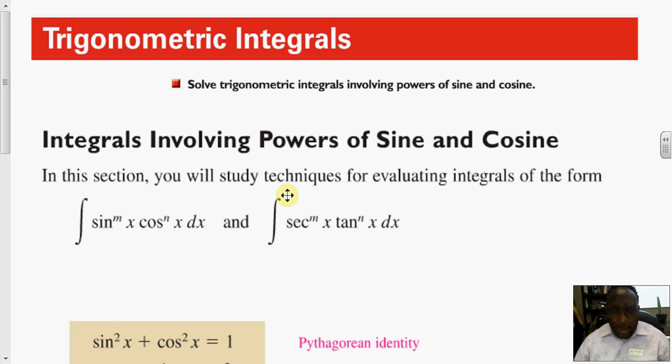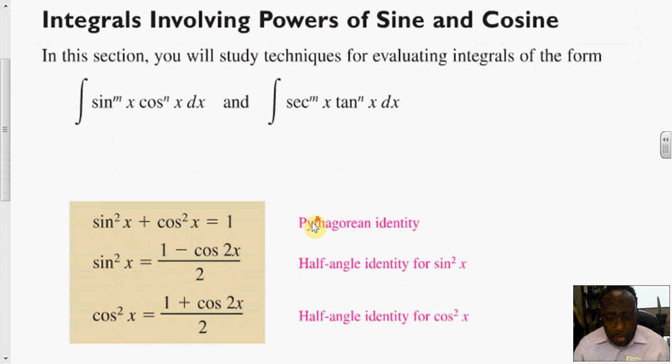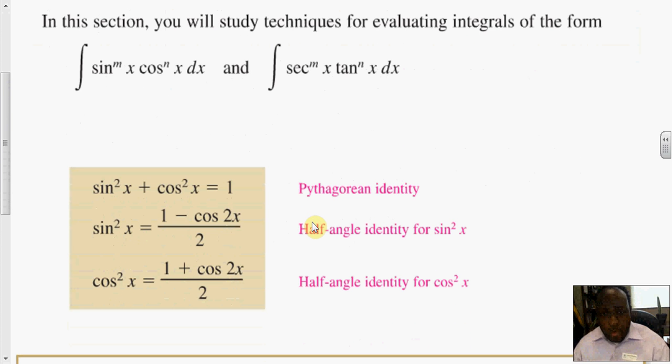Trigonometric integrals. What do you do when you have integrals that have a combination of sine, cosine, or secant, tangent, or just sine to some power, cosine to some power, and likewise with secant raised to whatever power and tangent raised to a power? You want to recall some preliminary identities from trigonometry.